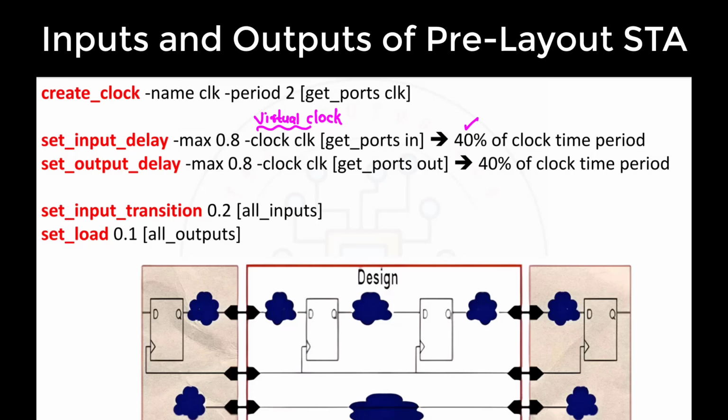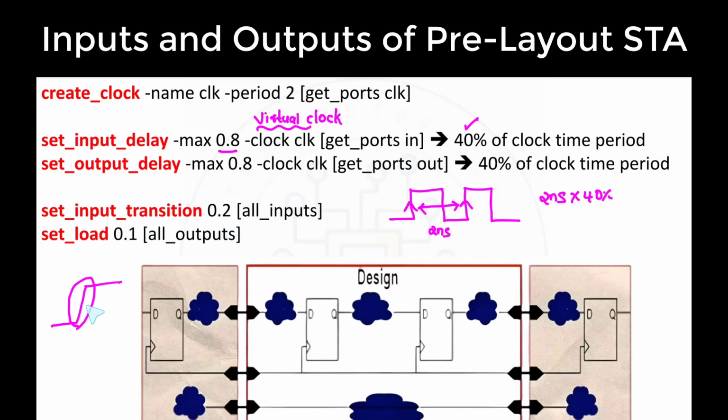So here I am taking the clock time period as 2 nanoseconds. So you can take 40% of 2 nanoseconds. So 2 nanoseconds into 40%, you will get this particular value. Next, coming to set_input_transition. So input transition means it will be like this. Generally we call these transitions. Please check the videos in the standard cell characterization playlist so that you will understand all these basic terminologies. So set_input_transition 0.2.